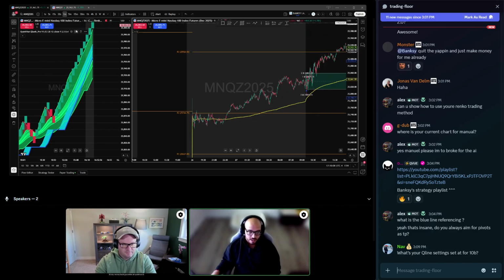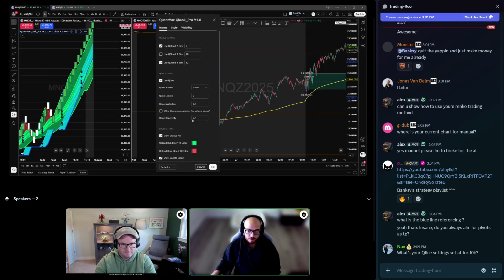It's the same. Q line settings don't change for box settings. The only thing you're changing is the Q cloud. Everything else stays the same.